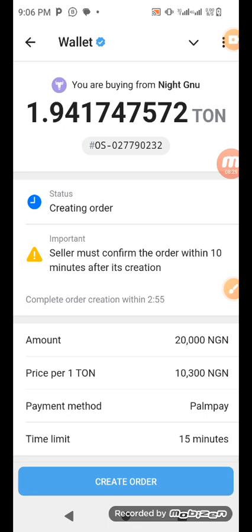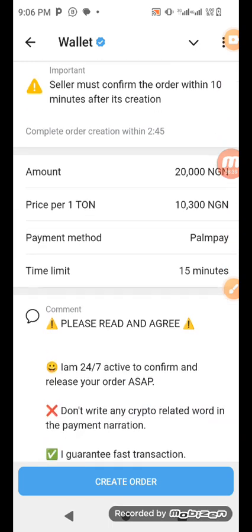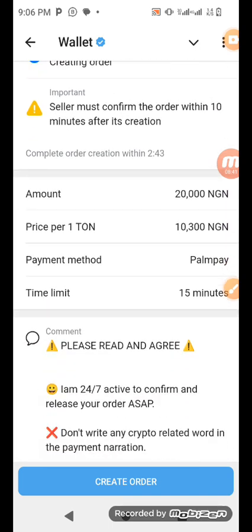Now, watch it. Creating order. The seller must confirm the order within 10 minutes after creation. I've created this order now, but the seller needs to confirm it. Why? Okay, I'm about to create the order. I've not even created it.